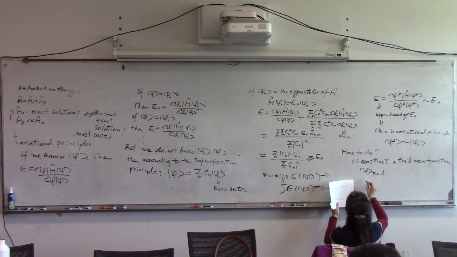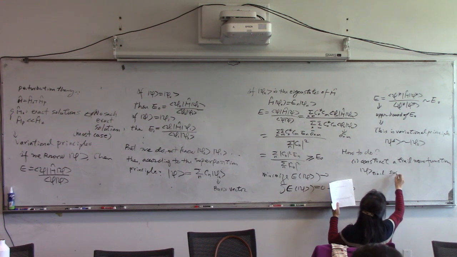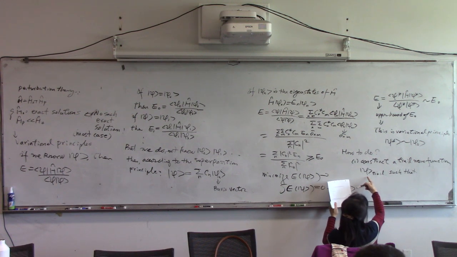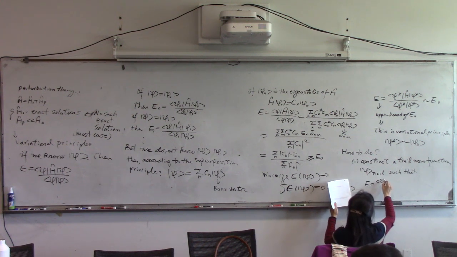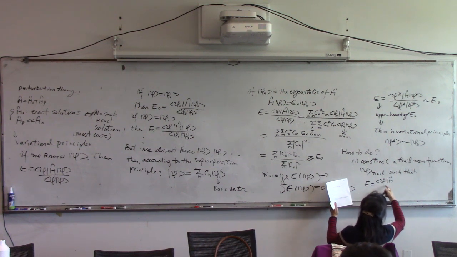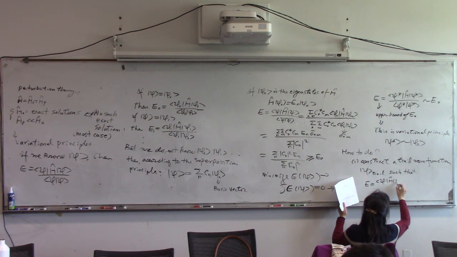Okay, then we are going to try to find this such that the energy, the expectation value under this trial function, is minimized. So that is a trial function.